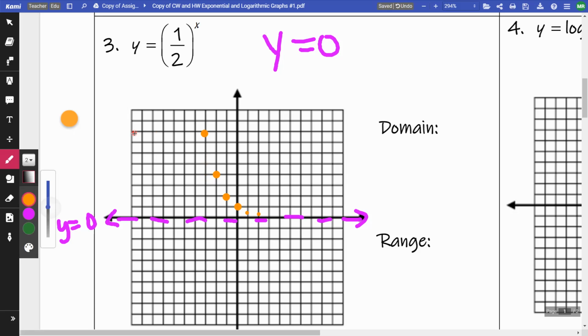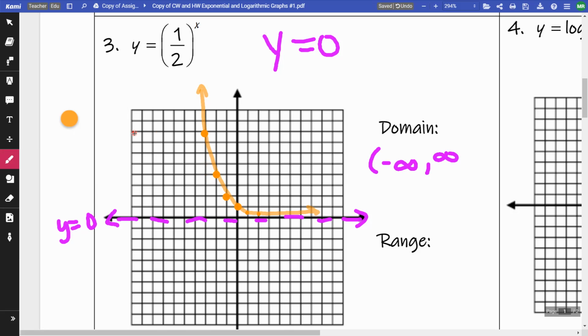And let me connect this. And here is our decreasing exponential graph. And my domain is going to be negative infinity to infinity, which is always my domain for these exponentials. My range is going to be from my asymptote up. So it's going to be 0 to infinity.